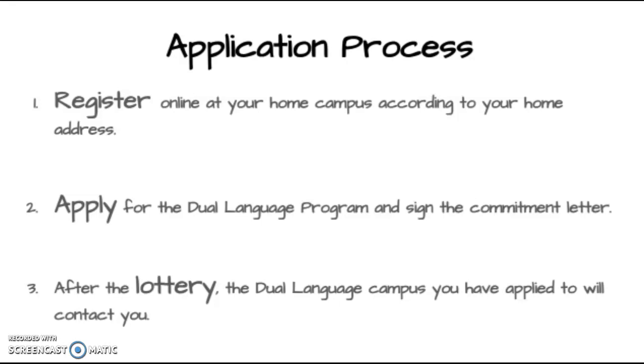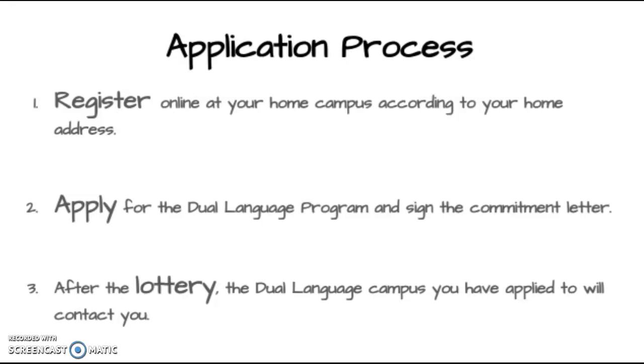The application process. First, you will need to register your child online at your home campus according to your home address. As soon as you register your child, you will obtain a 6-digit student ID number. Once you have your student ID number, you may apply for the dual language program and sign the commitment letter. Make sure that you read all the information in the application.